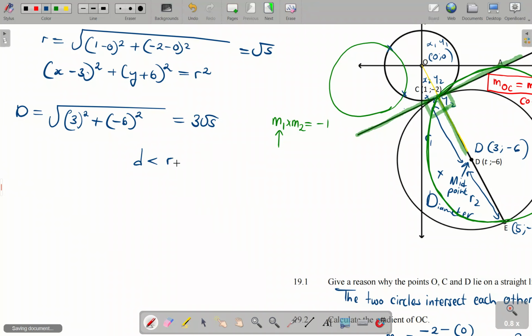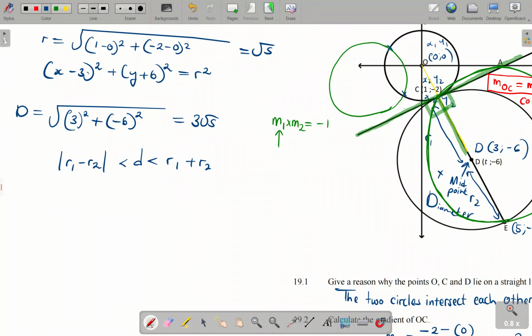The sum of the radii. So I'm just going to say R1 plus R2. And again, this has to be greater than the absolute value of R1 minus R2. Yeah, it has to be like this, guys.